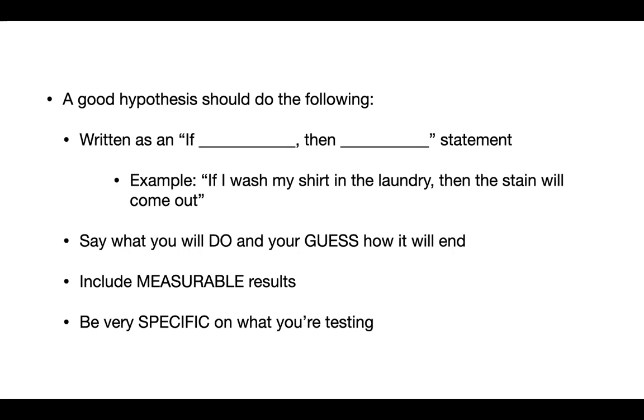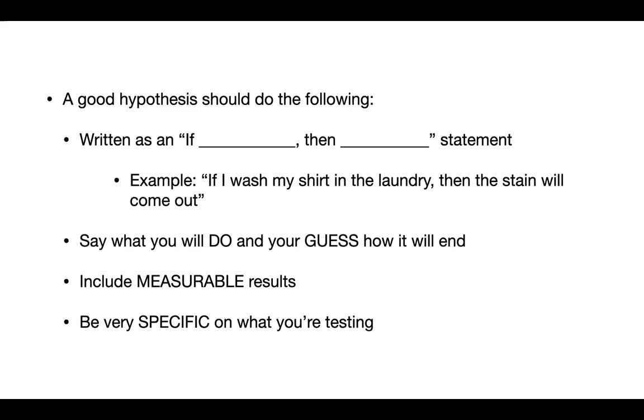Measurable results usually have something to do with numbers. It's something you can count, or something you can measure on a scale with a ruler or something like that. So usually with numbers. Measurable typically means with numbers.